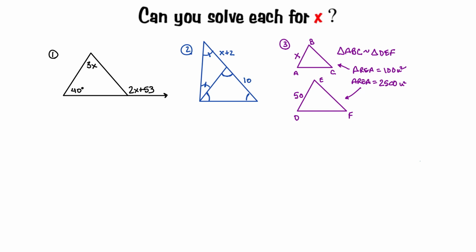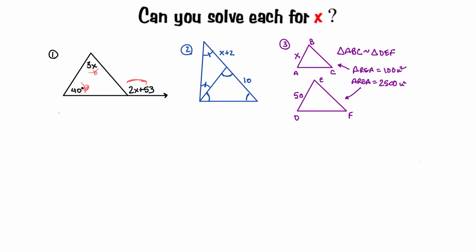Hey everybody, it's Mr. N, and let's see if we can solve each of these for x. So on this first one, what we have here is these two angles in a triangle, and then we've got this external angle. So what we need to know is a theorem that the external angle is equal to the sum of these two remote interior angles.